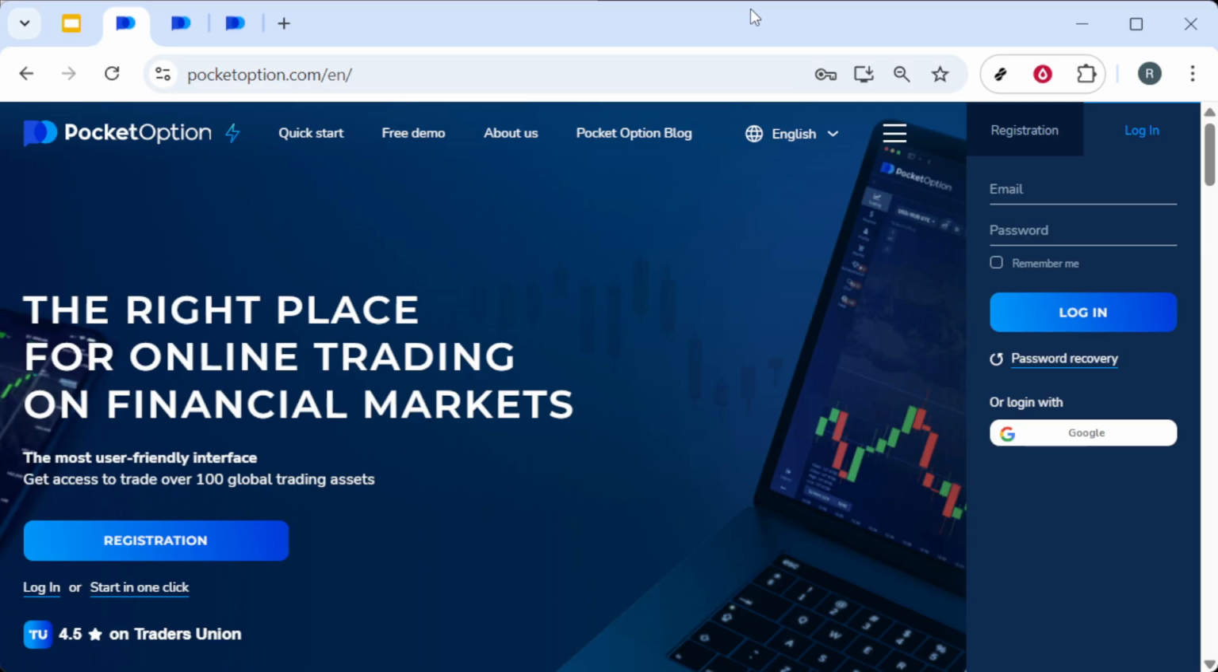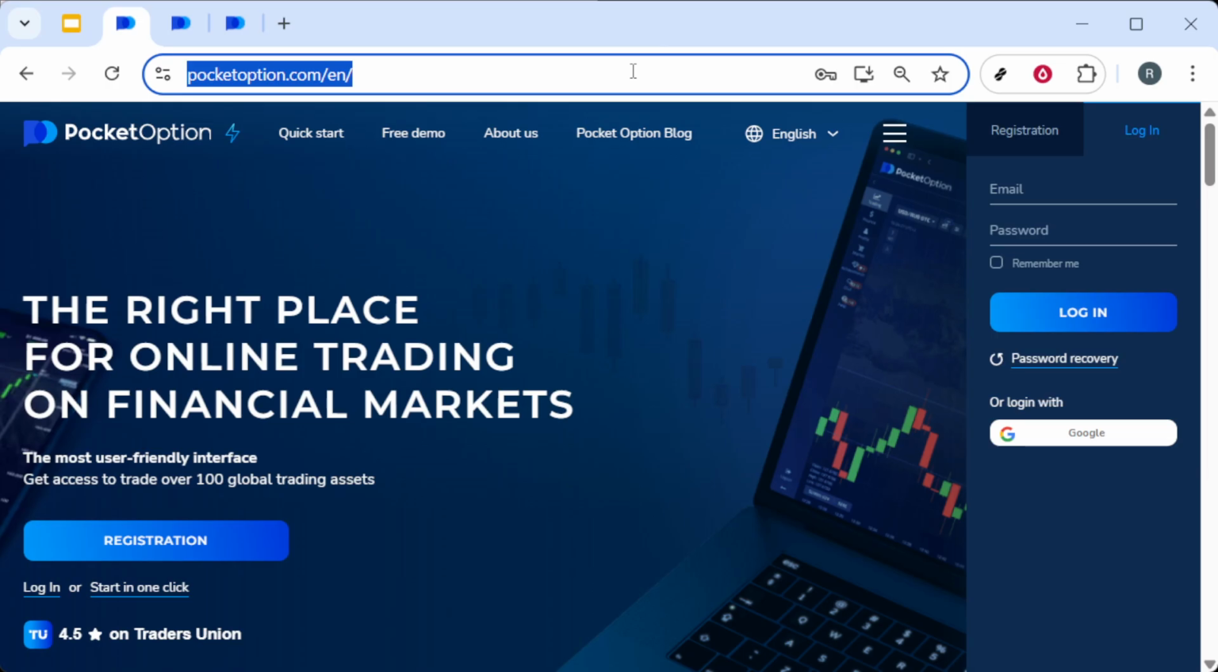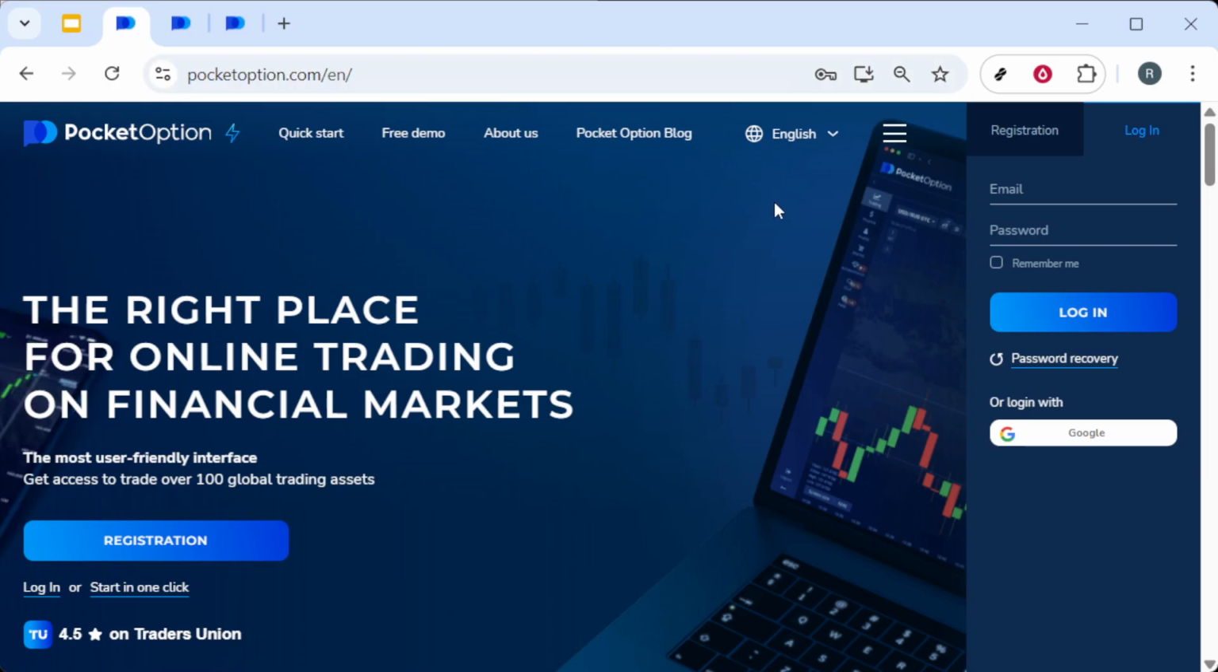Start by opening your browser and heading to the official Pocket Option website. Use a trusted link or type the address carefully so you're on the legitimate platform. Once you're on the site, log into your account securely. If you use extra security like two-factor authentication, make sure it's enabled to keep your account safe.